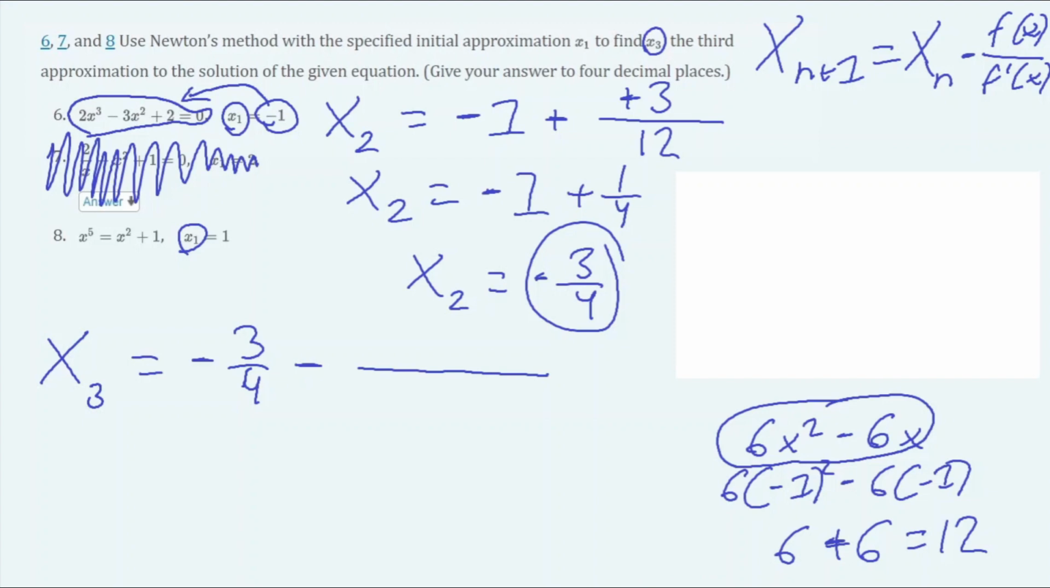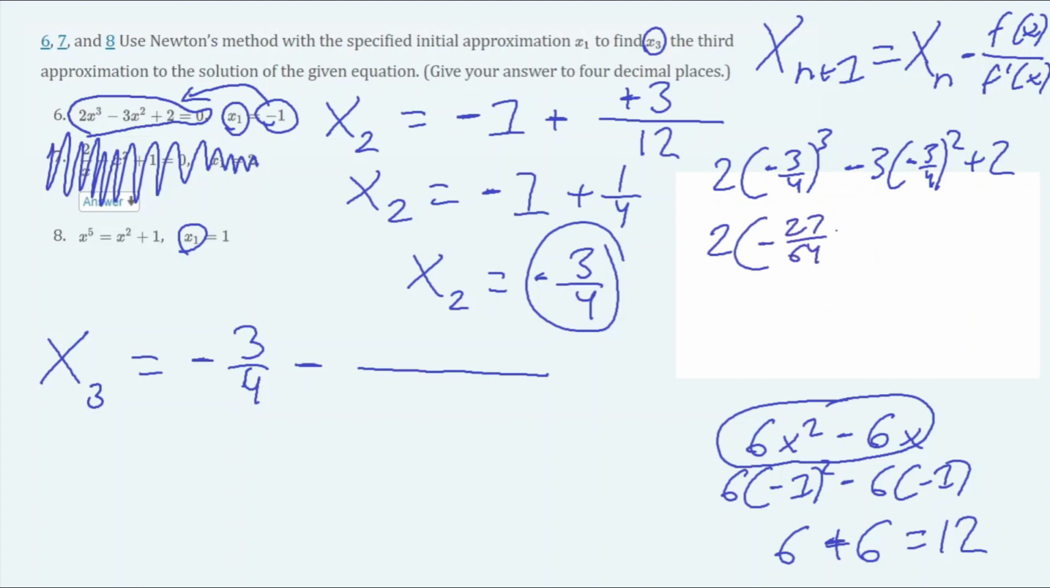So we do that. Now we're going to have, let's see, 2 times -3 over 4 to the third power minus 3 times -3 over 4 squared, and then plus 2. So -3 over 4 to the third power is going to be -27 over 64, and then minus 3 times 9 over 16, and then that's going to be plus 2.